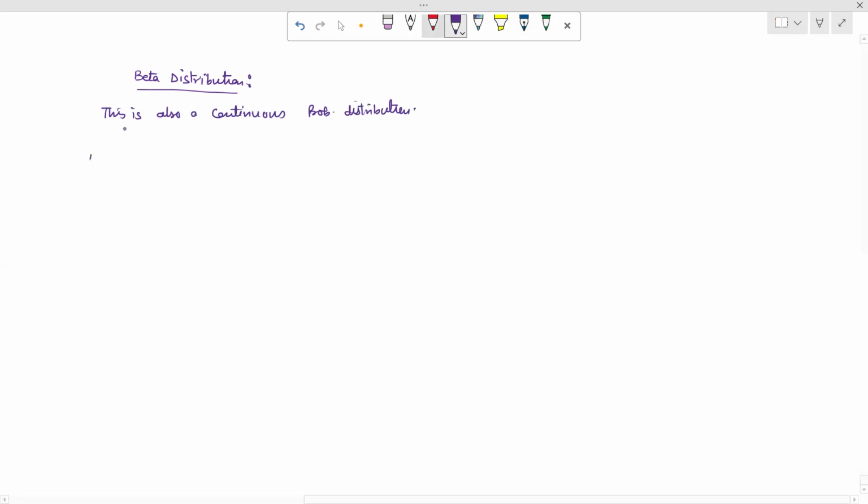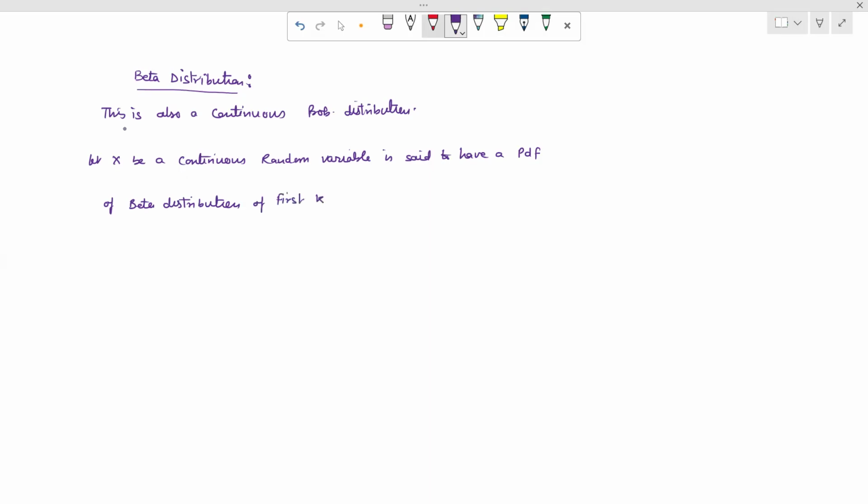Now we define the distribution. Let X be a continuous random variable. It is said to have a probability density function of beta distribution. We define this beta distribution in two parts, that is, first kind and second kind.